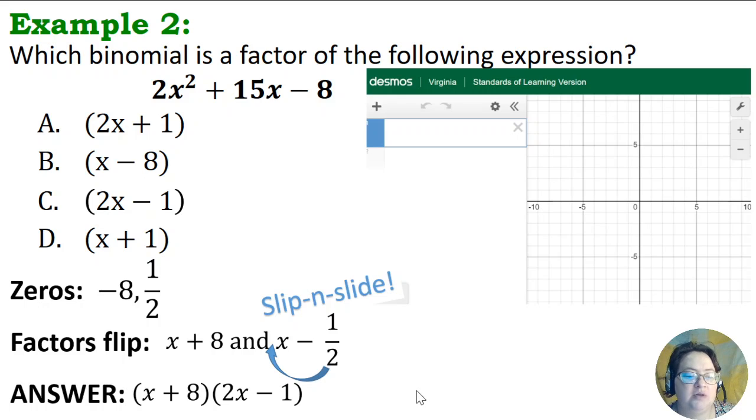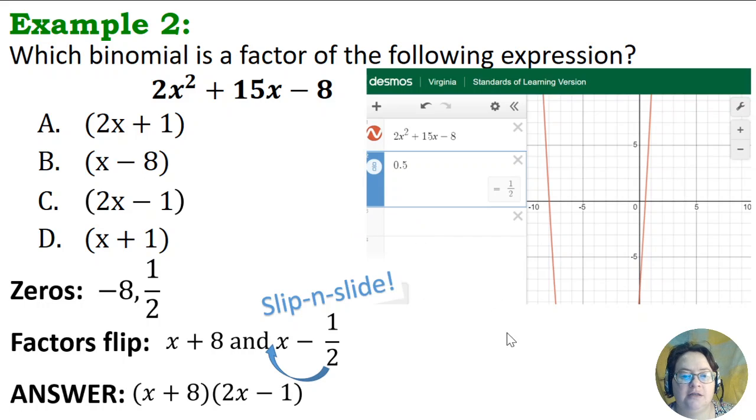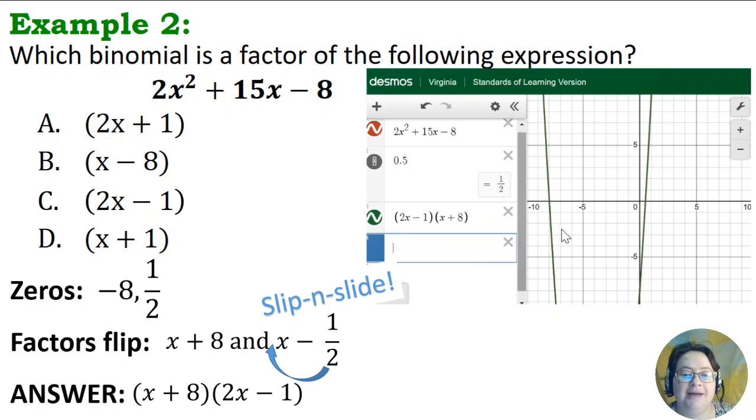I am going to go back to Desmos and just make sure my answer matches the original expression. So in my third box here, I'm going to type in my answer choice, and I'm going to make sure that that graph matches the graph that is shown for my original expression. And you see the green graph of my answer lays right on top of the red graph of the original. So that means my answer is correct. X plus 8 is not one of my answer choices, but 2x minus 1 is, so that's the one I circle.